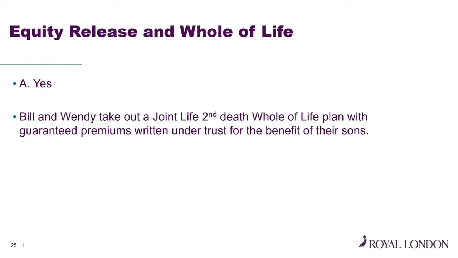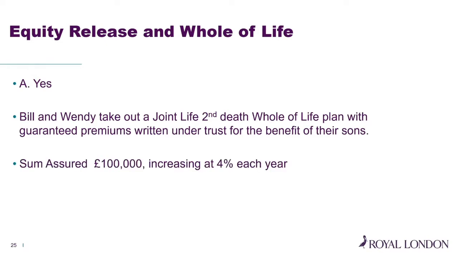And the answer is yep. No great surprise there. You've already guessed it, I'm sure. Bill and Wendy, at the time that they're doing their equity release roll-up lifetime mortgage, are advised by yourselves as financial advisors to consider taking out a joint life, second death, whole of life plan. We're back with our guaranteed premiums. It's written under trust for the benefit of the sons. The sons are likely to be the executors of the estate, but they're also the beneficiaries of the trust, which will receive the whole of life payout.